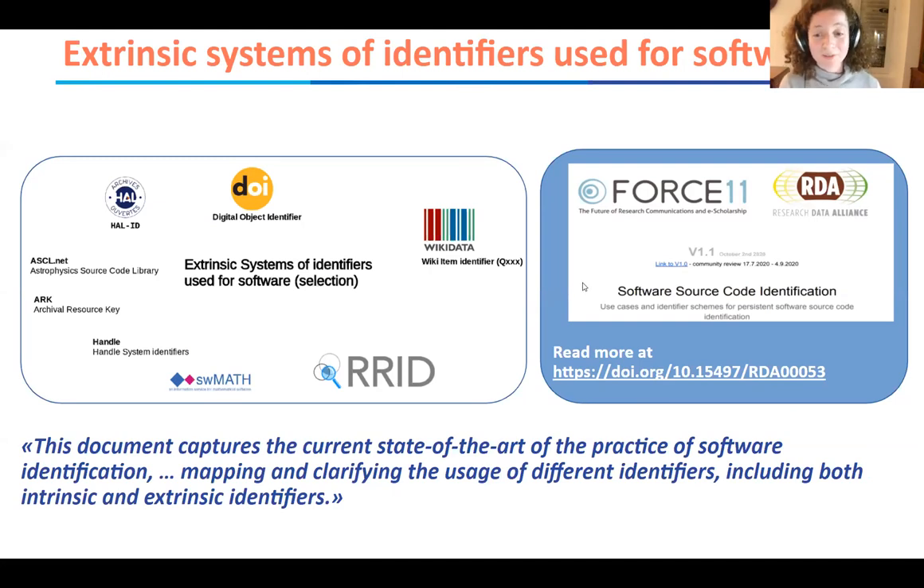The software source code identification working group has done a very nice output presenting those differences when it comes to software identification. It captures the current state of the art of practices of software identification, mapping and clarifying the uses of different identifiers, including both extrinsic and intrinsic identifiers. So here we see some examples for the extrinsic identifiers, with the ARK IDs, Wikidata, DOIs, and some registries like swMATH and ASCL. Next, please.